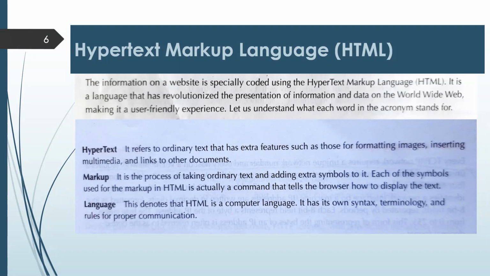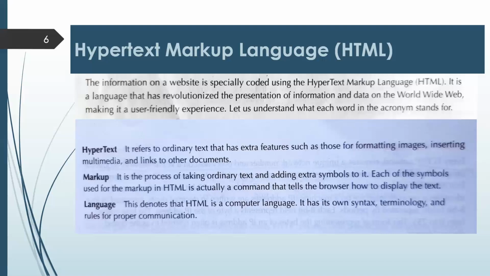And markup is what? It is the process of taking ordinary text and adding extra symbols to it. Each of the symbols used for the markup in HTML is actually a command that tells the browser how to display the text. So markup mainly helps with how to display your text on the browser. And language is what?